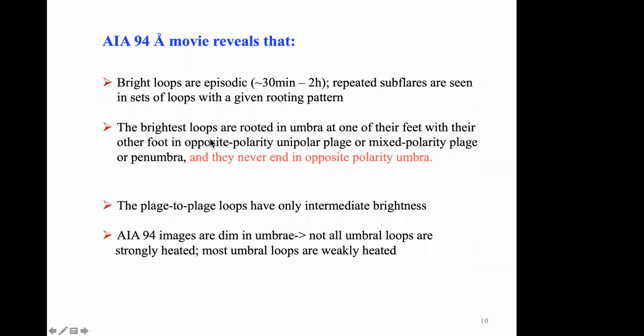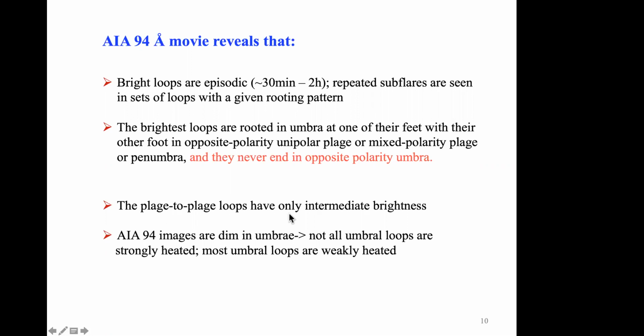What we noticed in the movie of two active regions, followed for more than 24 hours each at 3-minute cadence, is that bright loops are episodic. There are repeated subflares in sets of loops with a given routing pattern. The brightest loops are rooted in umbra at one of their feet, with their other feet in opposite polarity unipolar plage, or mixed polarity plage, or penumbra. And they never end in opposite polarity umbra. We don't see any loop that connects sunspot umbra to sunspot umbra in any of the EUV channels.